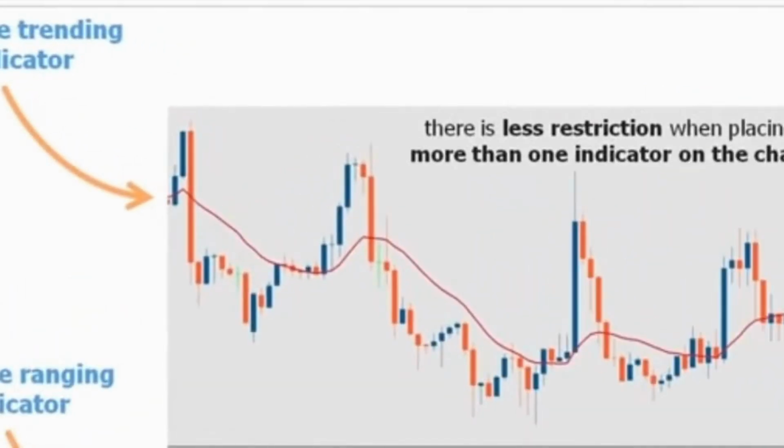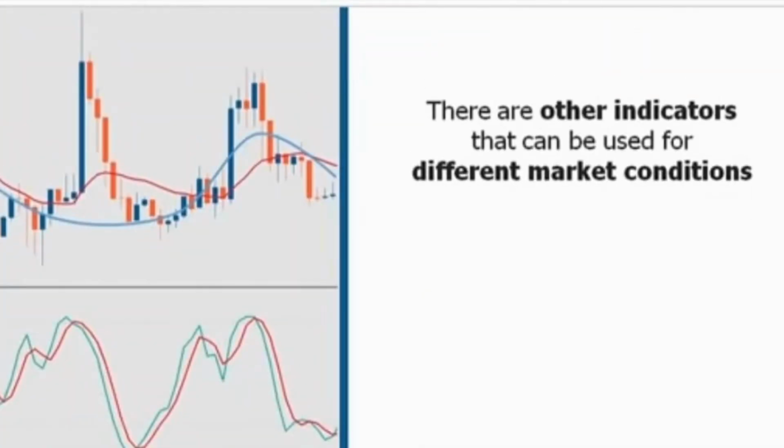Note, though, that there is less restriction when placing more than one indicator on the chart. You can, for instance, use multiple moving averages at the same time. It only becomes restrictive when the amount of indicators used starts obscuring price action. There are other indicators that can be used for different market conditions. You will learn how to use them in the advanced lessons.